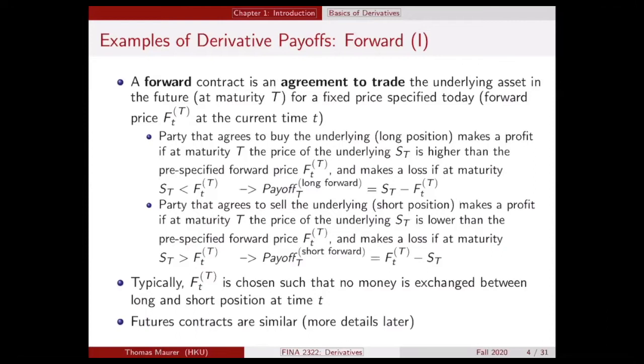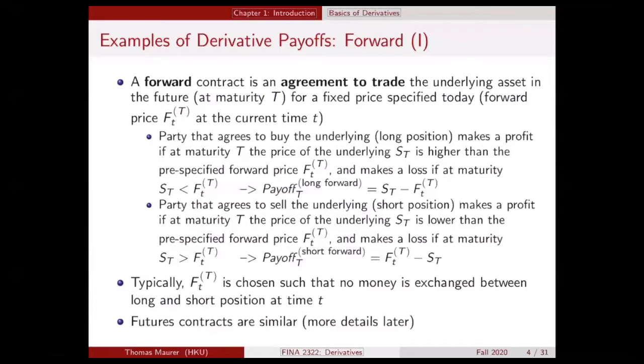Now, how do the parties choose the forward price F? Typically, the convention is that you choose F such that no money has to be exchanged at the initial time, small t, where the long and short position agree to enter this contract. In other words, the present value of either the long or short position is zero at the time where you sign the contract.